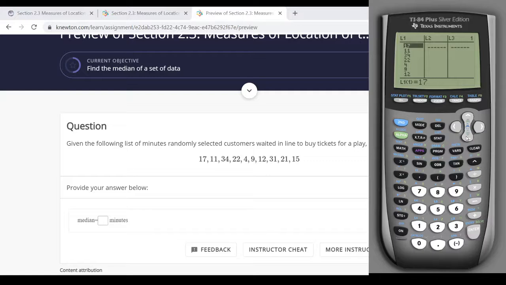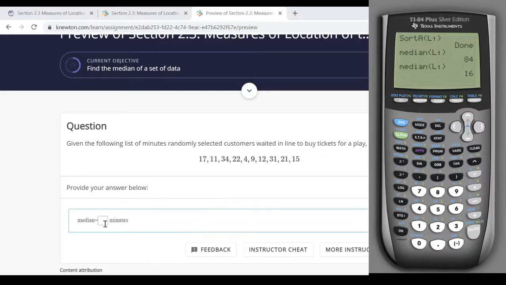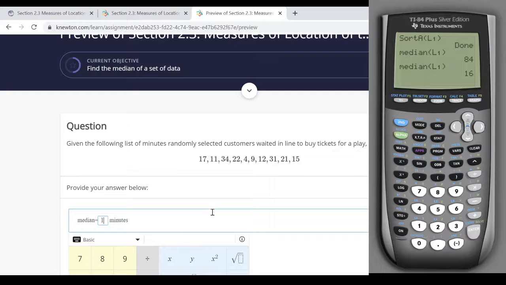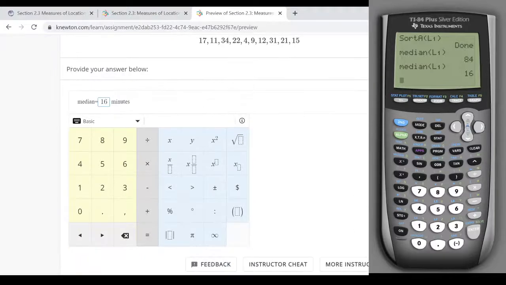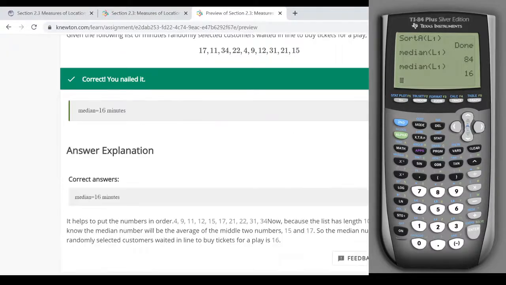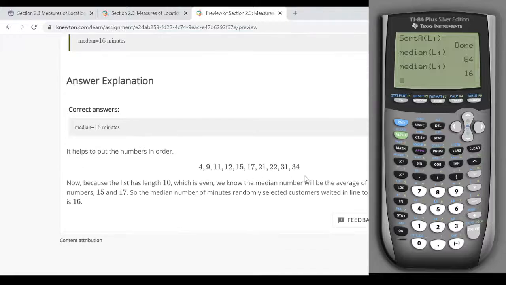So it was the average of the 5th and 6th value in order, right? Not these orders, not this order, but in the order from least to greatest. And the average of the 5th and 6th would be 16. All right, so back here, filling in the blank 16 minutes there. Okay. Again, they show you rearranging it in order. That would be the average of 15 and 17, right? These middle 2 values.